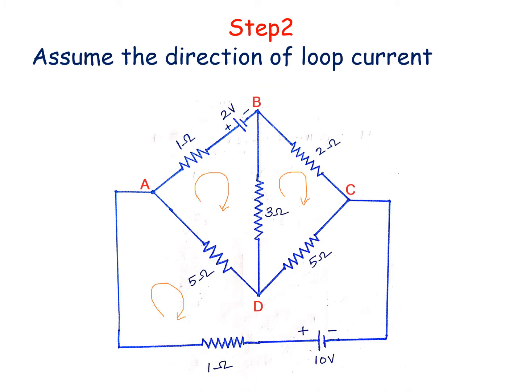Next, step number 2. Assume the direction of the loop current. Here I have assumed all the currents in the clockwise direction, but you can assume either direction. If you consider the clockwise direction, you have to assume the same direction in the entire circuit. If you assume the anti-clockwise direction, you have to assume the anti-clockwise direction in the entire circuit.